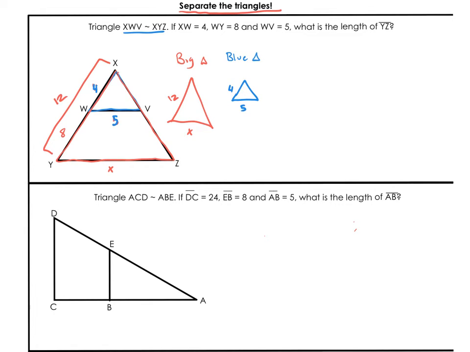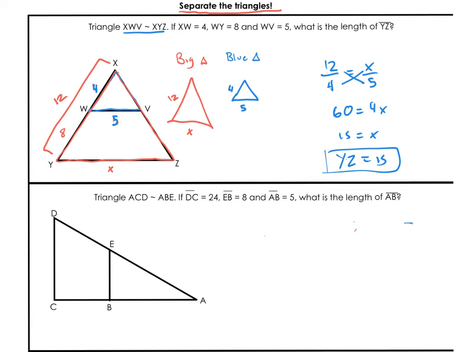Now that we've separated the two triangles, and it's so important that you draw these two different triangles right here, you're going to set up your proportion. We know that 12 is to 4 as X is to 5. So when we cross multiply, we get 60 is equal to 4X. 15 is what X equals. So YZ is equal to 15. Okay? And that becomes so much easier when you just separate your two triangles.